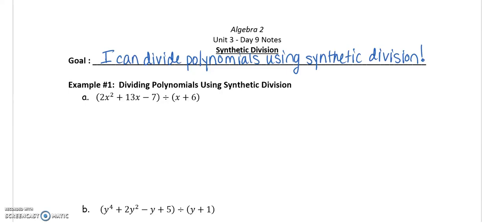Hi everyone, this is Mrs. Musoff, and today we're going to talk about our fourth and final polynomial operation, and that is division. So by the end of this, we should be able to divide polynomials using synthetic division.